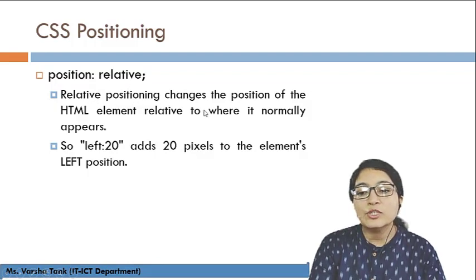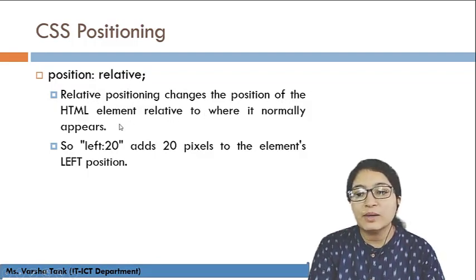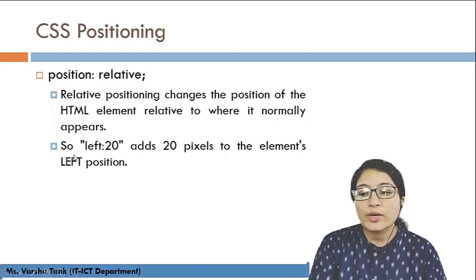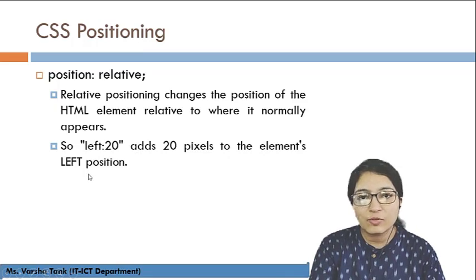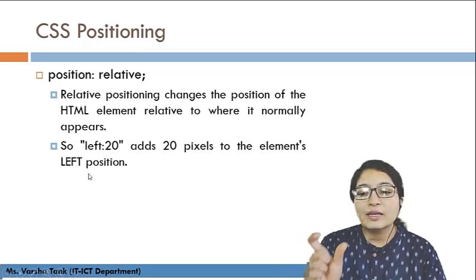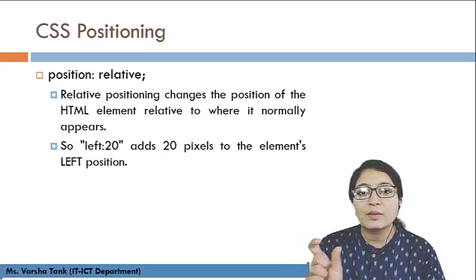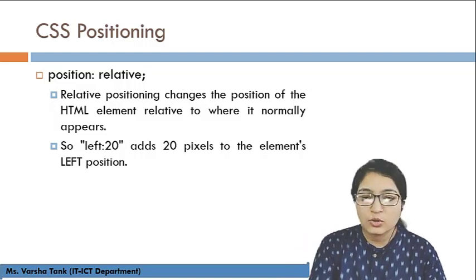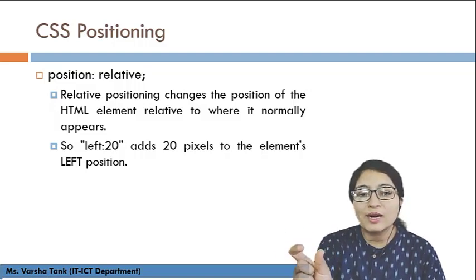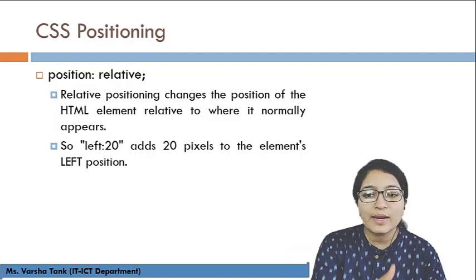Now next one is position relative. Relative position changes the position of the HTML element relative to where it normally appears. So left 20 adds 20 pixels to the element's left position. If you write left 20, it will add 20 pixels to the position, so it will move towards the right side.